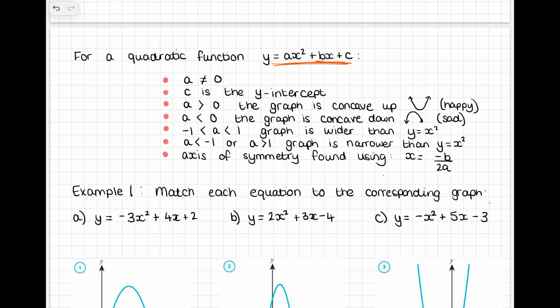And our axis of symmetry is found using the equation from this form, x equals negative b over 2a. So if we have it in this form of a quadratic, we can find our axis of symmetry with that formula, which is in your formula booklet. Let's just do some examples.